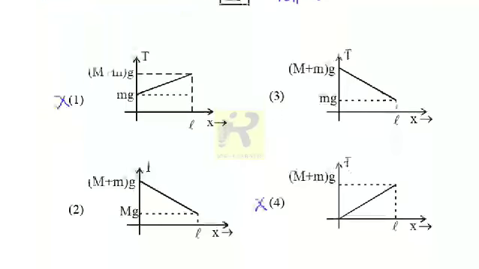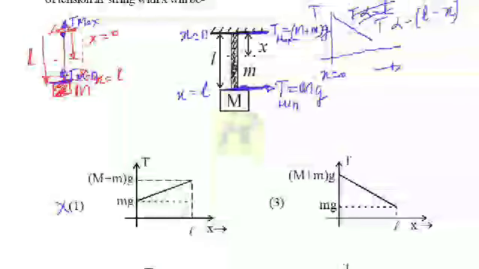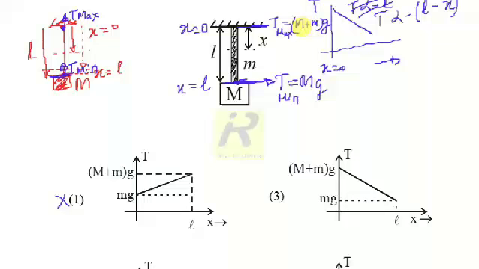In this picture we have to observe the same thing. When x equals 0, the tension must be (M plus m) g. This is the point where x equals 0, so the tension is (M plus m) g, and that is right. But when x equals L, the tension must be Mg. It should be capital M into g, but it is mentioned mg with a small letter m. So this option is wrong.